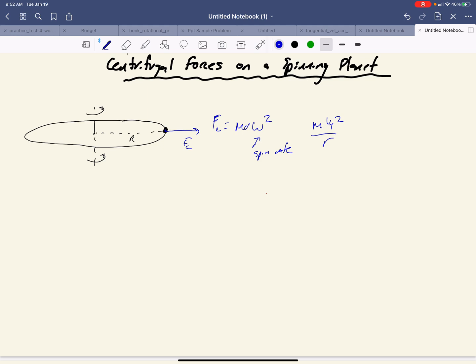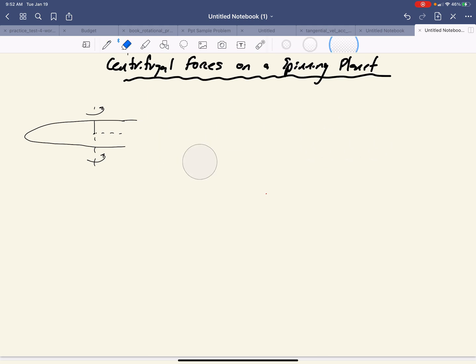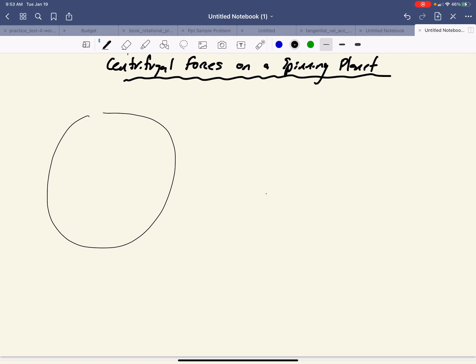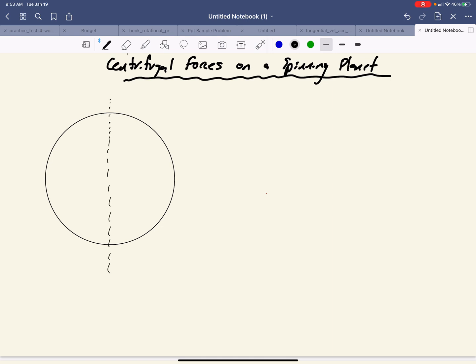So now we're going to take this idea and expand it to a three-dimensional spinning object. We'll call it a ball, a planet, an astronomical body, whatever you want to call it. So let's just start with drawing. Hopefully that is good enough to recognize that it was a circle. So let's have this planet. I'm just going to call it a planet just for ease. And let's have it spinning this way, like this.